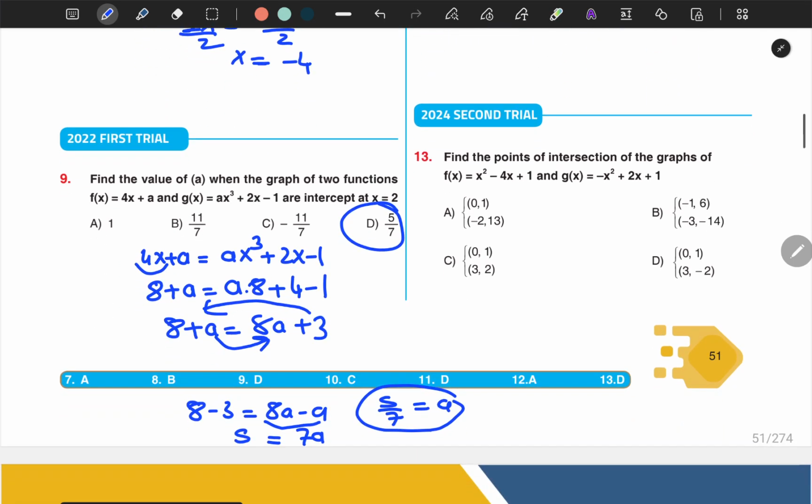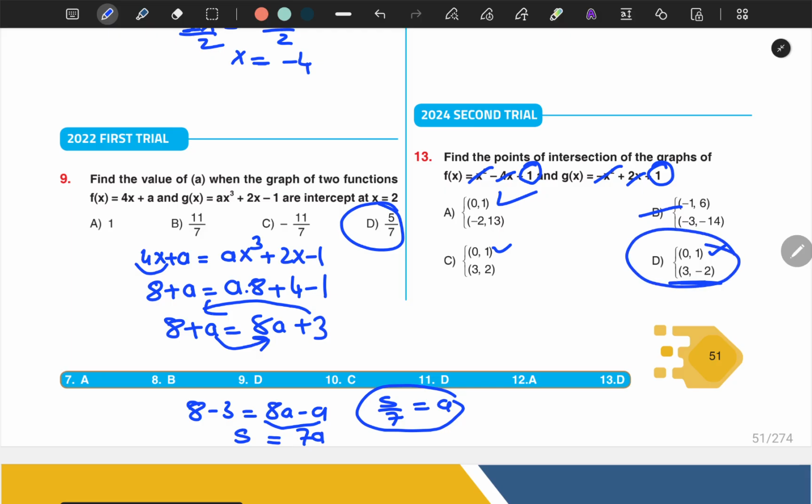Example number 13. Find the point of intersection. Okay. I will replace. Okay, my answer said that D, isn't it? Look, if I replace in x 0, 0, what's left? 1. It means that when I replace 0, I will get 1. It is true. Look, B is eliminated. It means replace a 3. When I replace here 3, I will get a negative 2, isn't it? So it means that D is correct option.